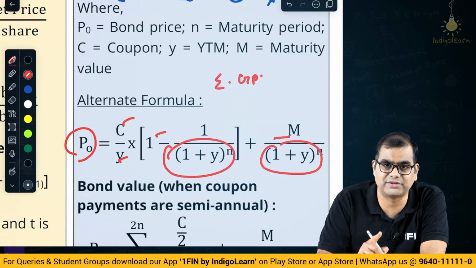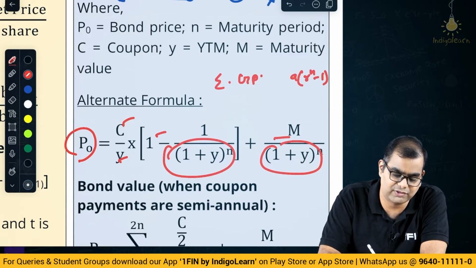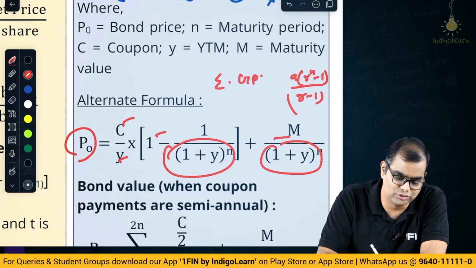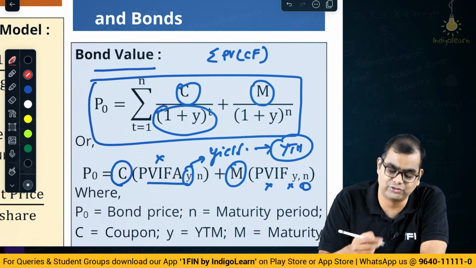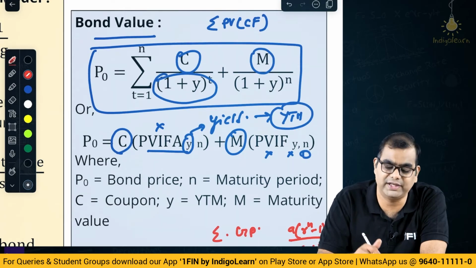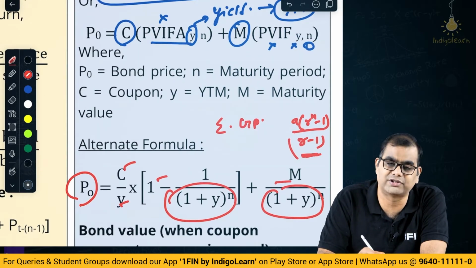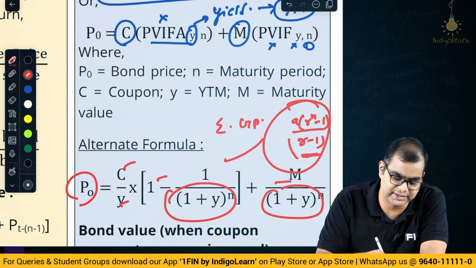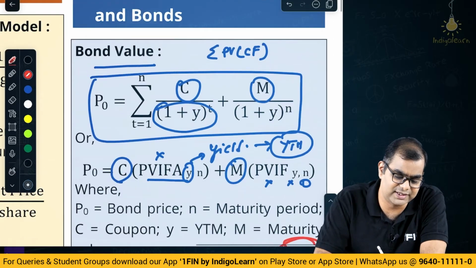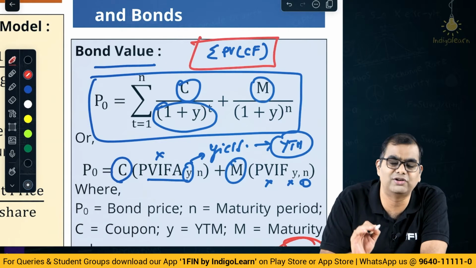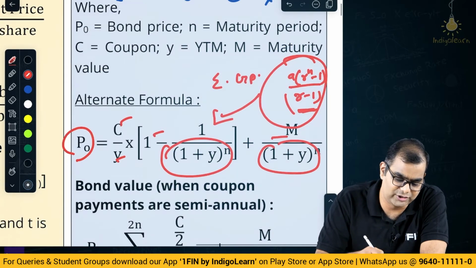Okay, for a finite GP, the sum is a times (r to the power n minus 1) by (r minus 1). So you take C by (1 plus y) as a, then you take r as 1 by (1 plus y), and then you fit it into this particular formula. You will get this as the solution. So, no need to mug up or remember. Please think of it very simply as the sum of present value of cash flows. That's all. Okay, no need to remember this formula.